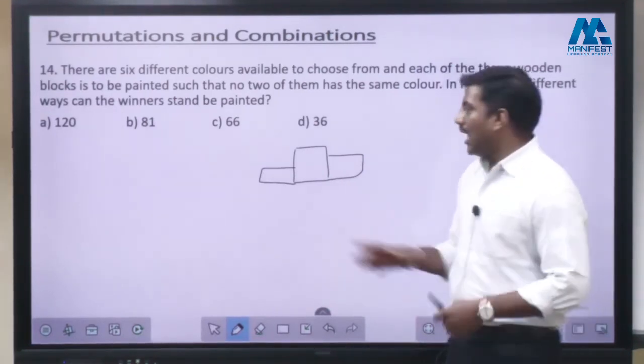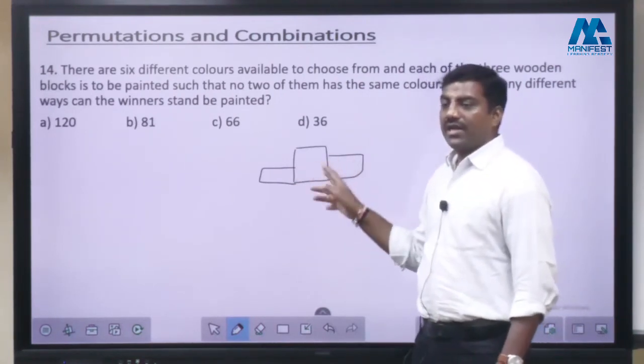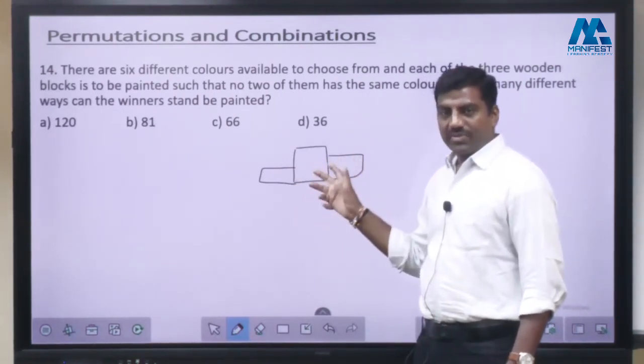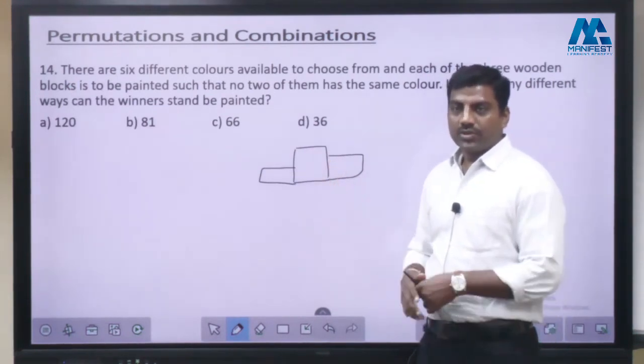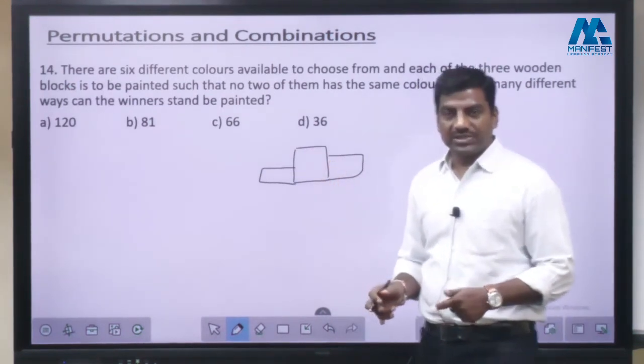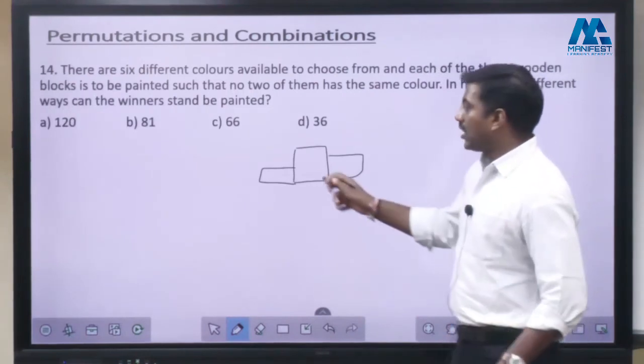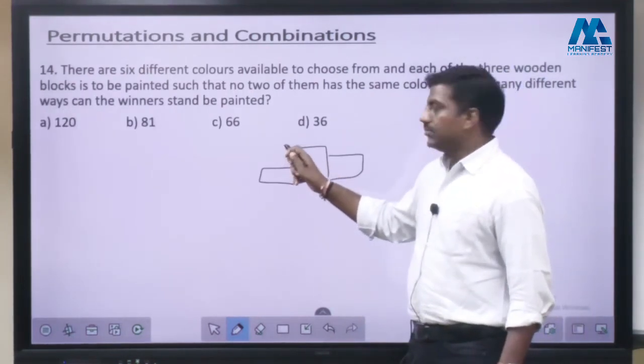Though I use RGB, red, green and blue, I can interchange them, right? To have a different look. Yes? So here this is the problem of permutations. Okay? So first block can be painted in how many ways?